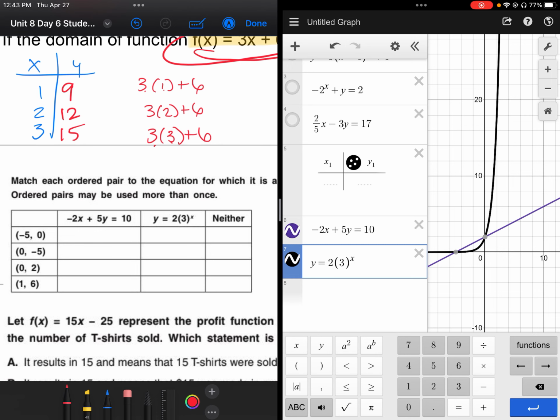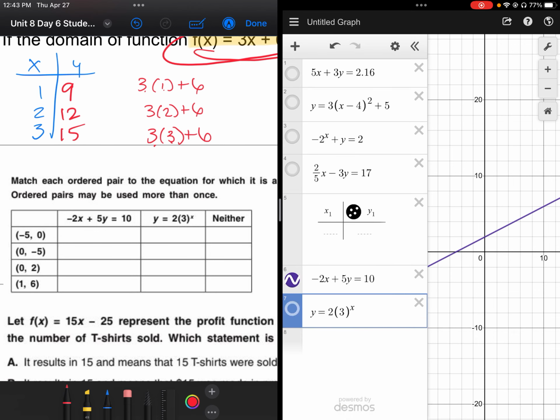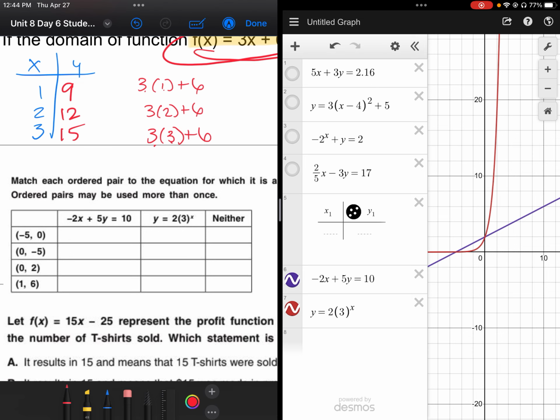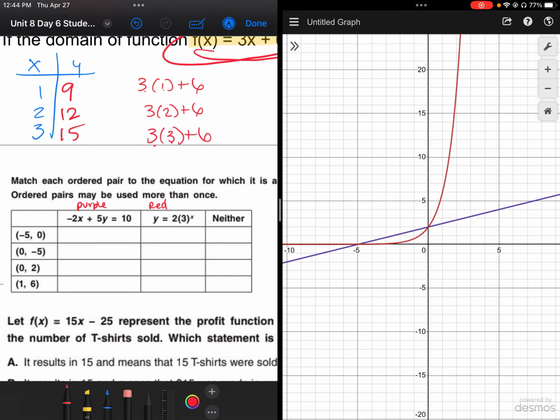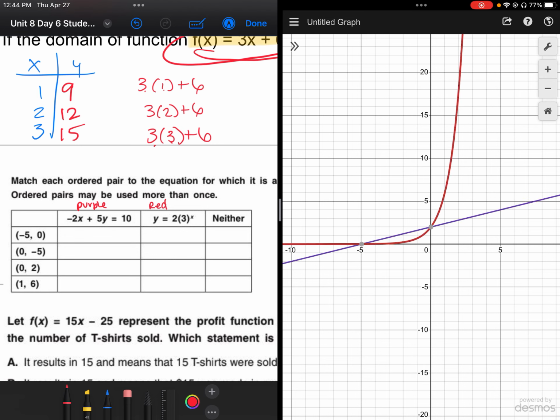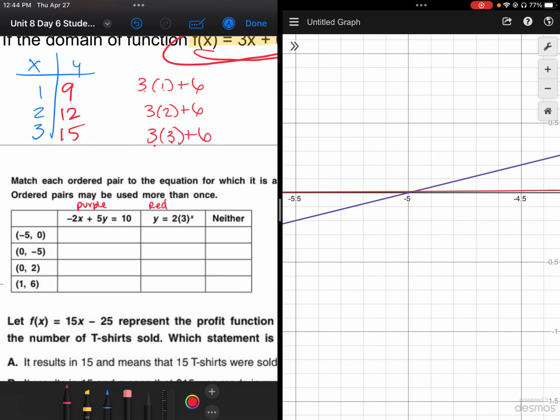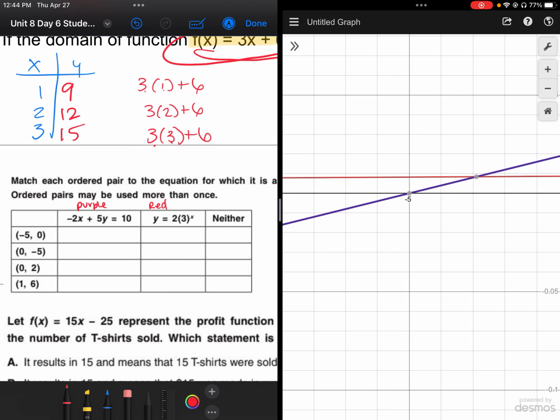All right, so here we go. So I'll change these colors if I can to purple and red. So my purple, red. Okay, so then I can get rid of that. All right, so the ordered pairs I want to see is negative 5, 0. Negative 5, 0. Let's zoom in even further. Negative 5, 0 only works for my purple function, so check.